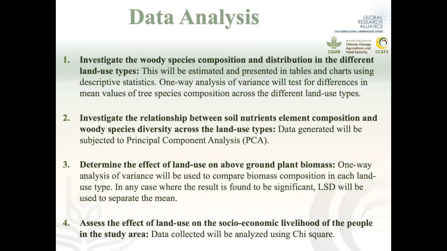Now, data analysis. Objective one will be estimated and then presented in tables and charts, such that it will reflect density, frequency, important value index, family important value index, and some other ecological parameters, after which one-way analysis of variance will be used to test for the differences in mean values of tree species composition across the different land use types.